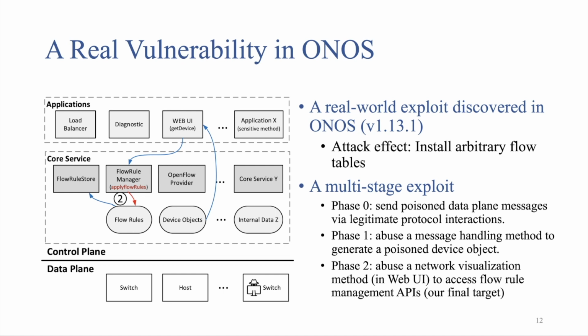What is a data dependency? In this example, method apply flow rule in the flow rule manager is data dependent upon method get device in the UI, and is ultimately dependent on the OpenFlow provider. By constructing such data dependencies, attackers can abuse the flow rule manager to install malicious flows. By installing flow tables, attackers can do a lot of things in the network, such as man-in-the-middle attacks.